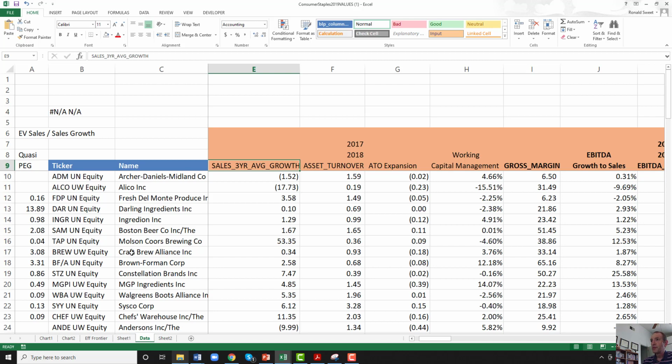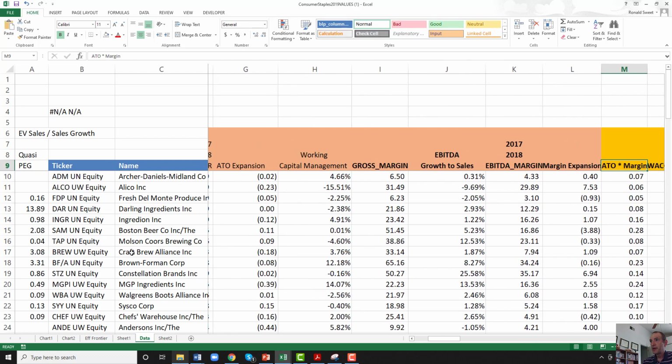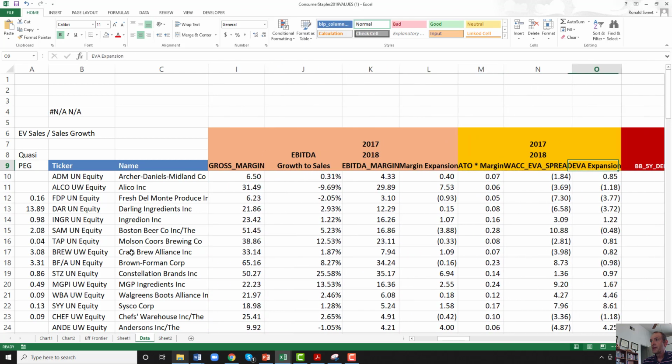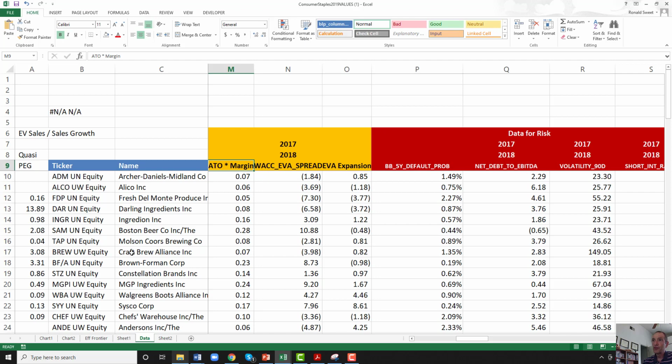and get the data fairly quickly. But we wanted to look at, how fast are their sales growing? What's their asset turnover? Revenue to assets. Is their asset turnover getting better or weaker? How are they doing on capital management, managing their receivables or inventory? Then we look at margins. What do their gross margins look like? How's their net income, their EBITDA doing? How's it growing? The EBITDA margin, is that getting better? Then we start looking at return on capital, like return on assets, which is asset turnover times margin. Economic value added, what is it, and is it expanding?